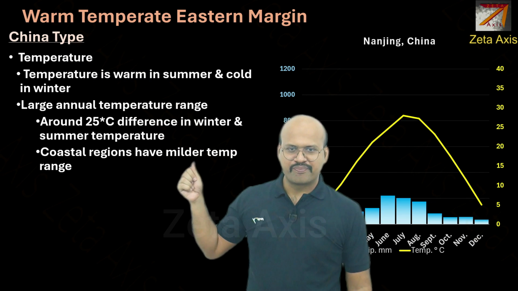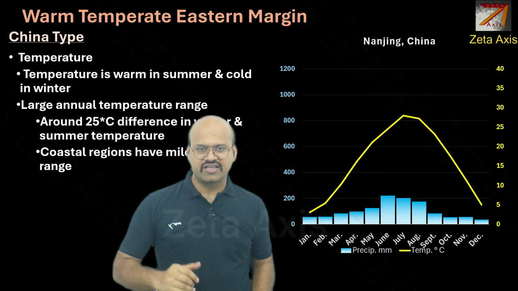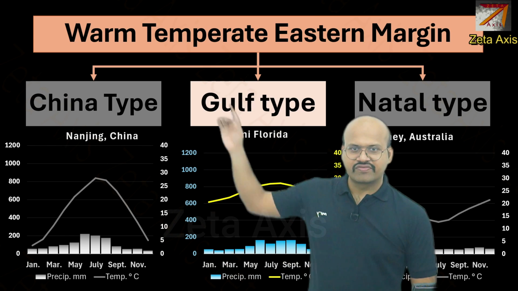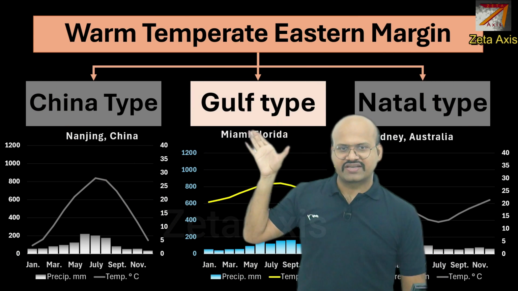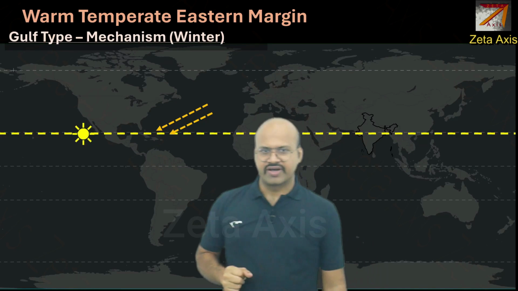Coastal regions have a milder temperature range. So if you are on the coast, this difference is slightly reduced. Now let's discuss the second subtype of west temperate eastern margin, that is the Gulf type of climate. And here we will be taking the example of Miami, Florida.